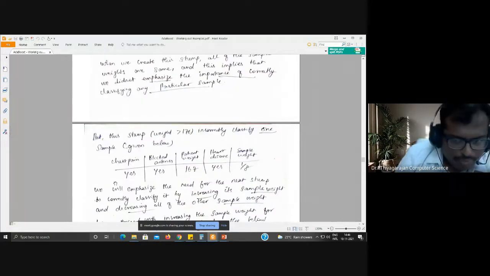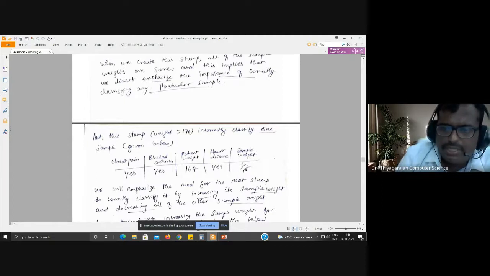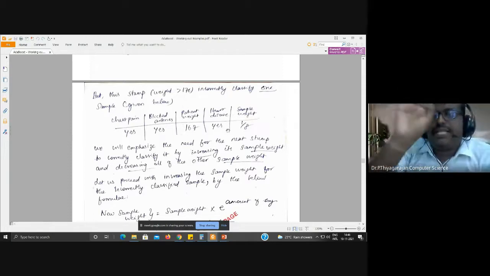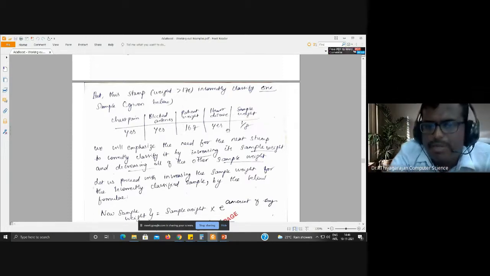So this is the row. Stump, weight greater than 176, incorrectly classified. The one sample is given below: chest pain is yes, blocked arteries is yes, weight is 167, and heart disease is yes, and the sample weight is 1/8. Initially, we assigned equal weight for all the samples, so it is nothing but 1/8. So we will emphasize the need for the next stump to correctly classify it. As I said, AdaBoost always works on the incorrectly classified sample. So this is the incorrectly classified sample. Now we are going to work only on this data.